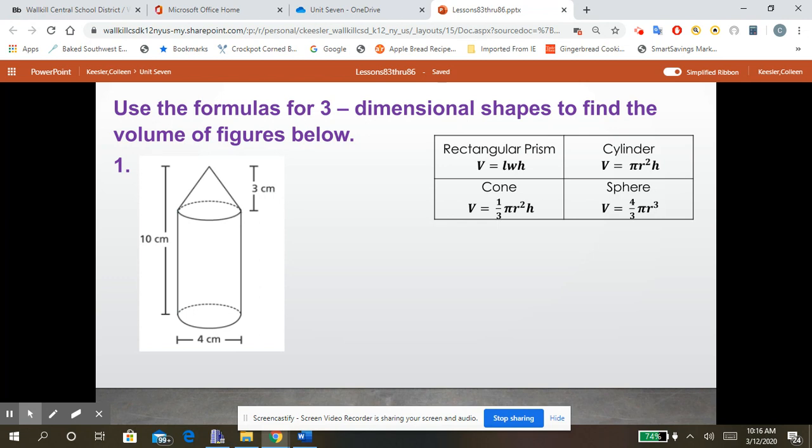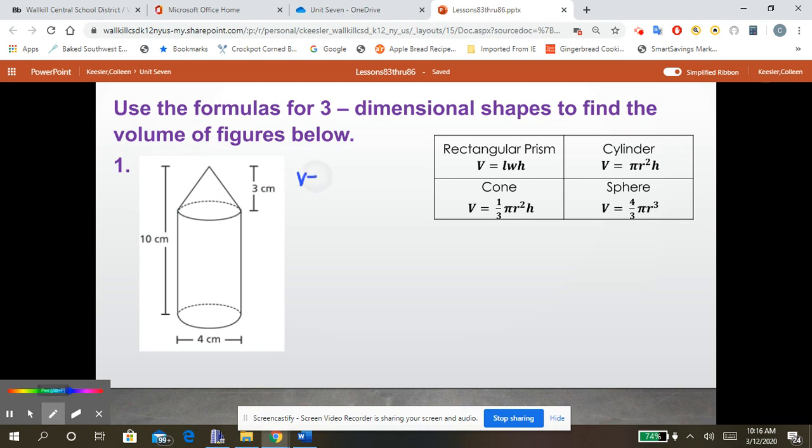So in this first example, we have a cylinder and a cone put together. So we have to find each volume separately and then add them together. So let's start with the cylinder's volume. So for a cylinder, we use pi r squared h.